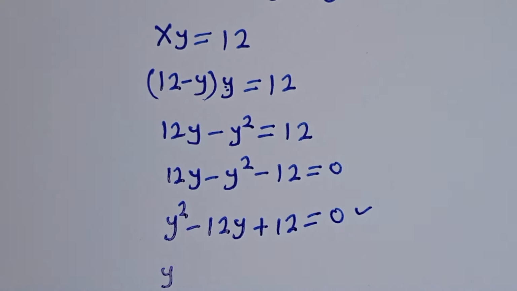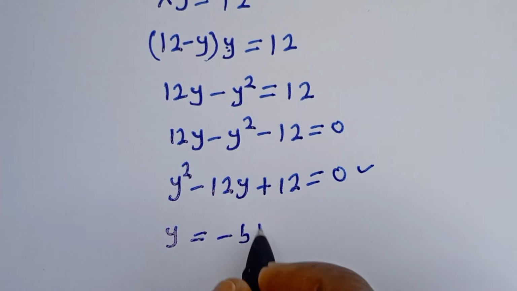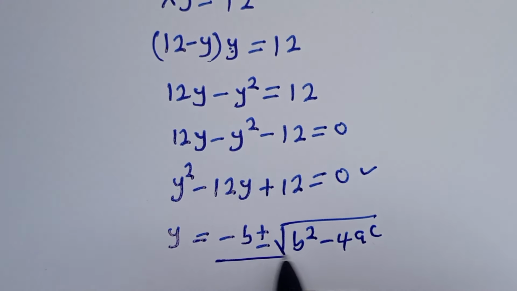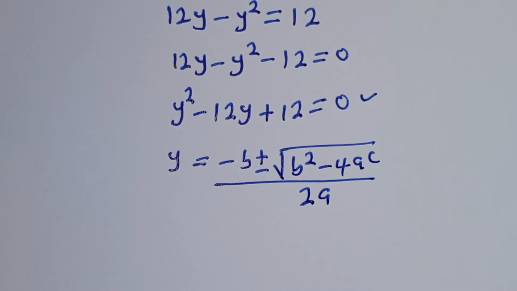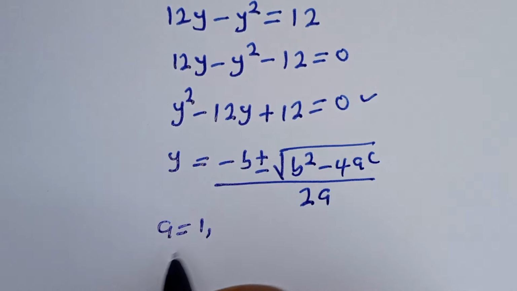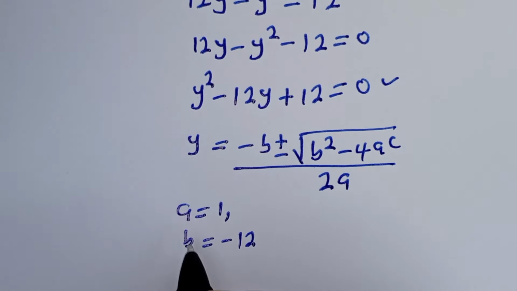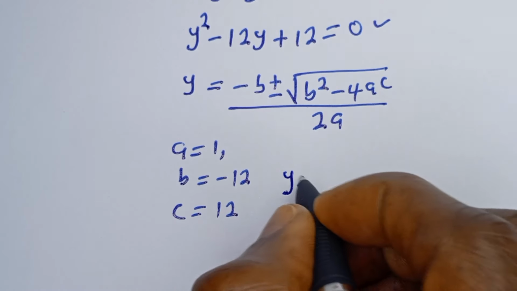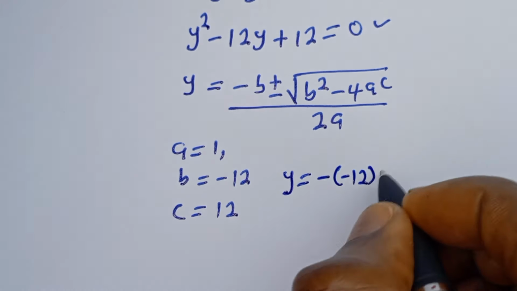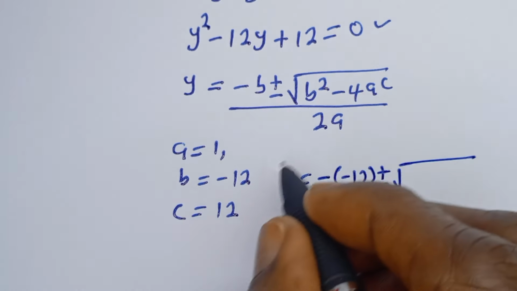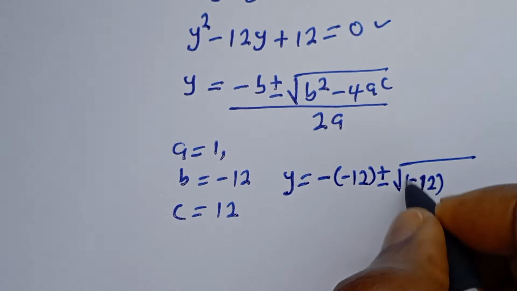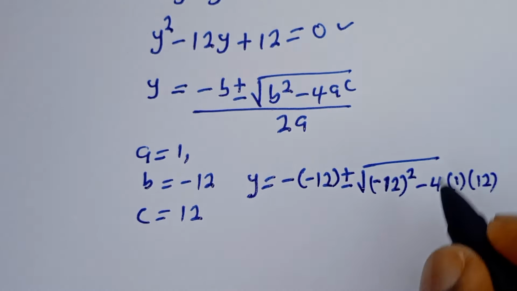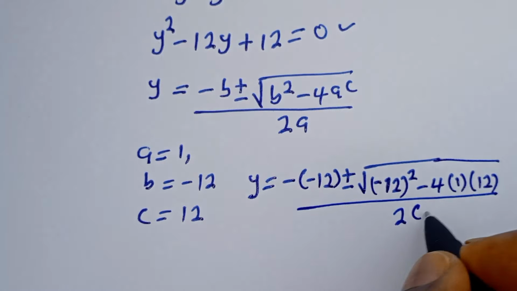We have y is equal to minus b plus or minus square root of b square minus 4ac over 2a. And from this equation, a is equal to 1, b is equal to minus 12, then c is equal to 12. Y is equal to minus bracket minus 12 plus or minus square root of minus 12 square minus 4 multiply by 1 multiply by 12, everything divided by 2 multiply by 1.